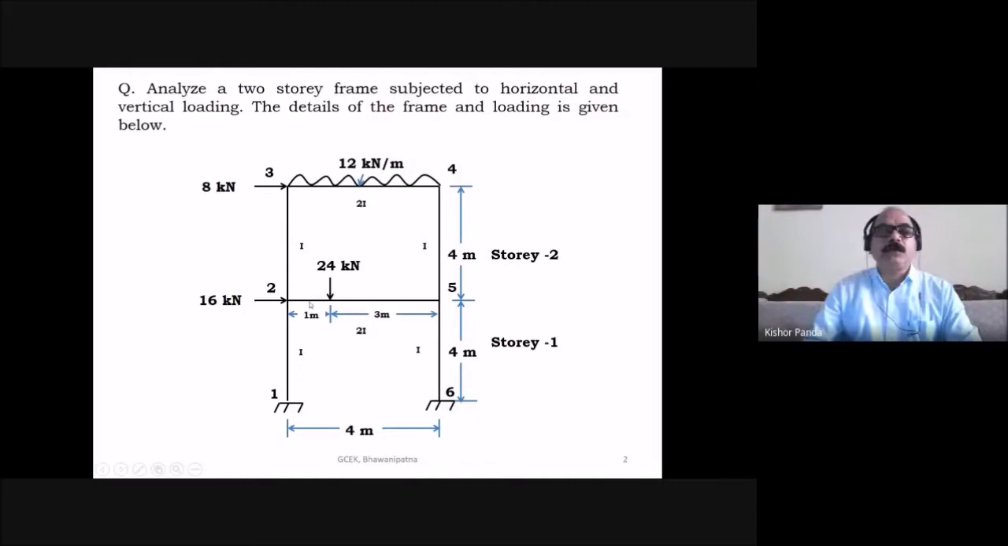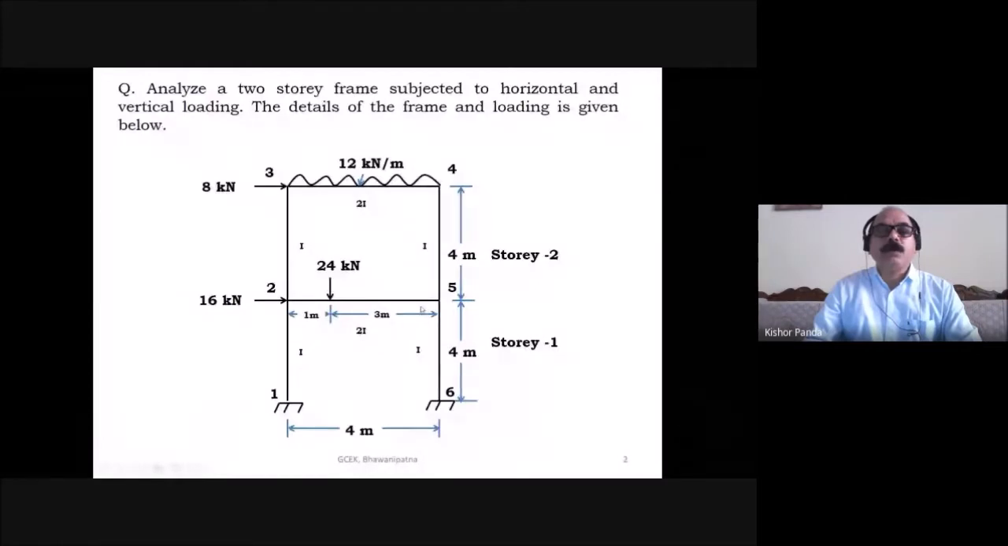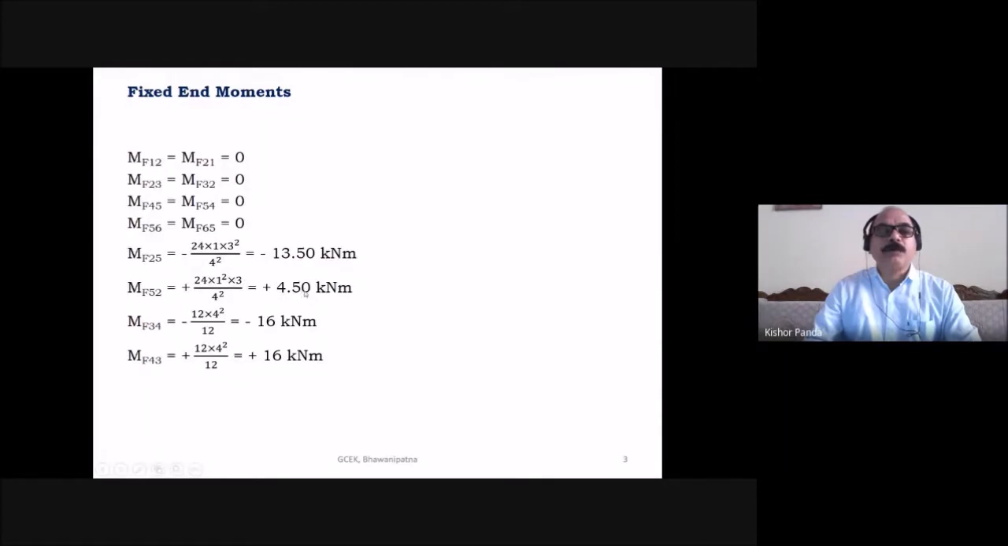Then due to the eccentric loading, what is the moment here? MF25 and MF52. You know the formula to find the fixed end moment here: MF25 is equal to minus W A B square by L square. A is equal to 1, B is equal to 3, L is equal to 4 and W is equal to 24. So minus 24 into 1 into 3 square by 4 square. This is equal to minus 13.50 kilonewton meter. Similarly, MF52 is plus W A square B by L square, plus 24 into 1 square into 3 by 4 square. This is plus 4.50 kilonewton meter.